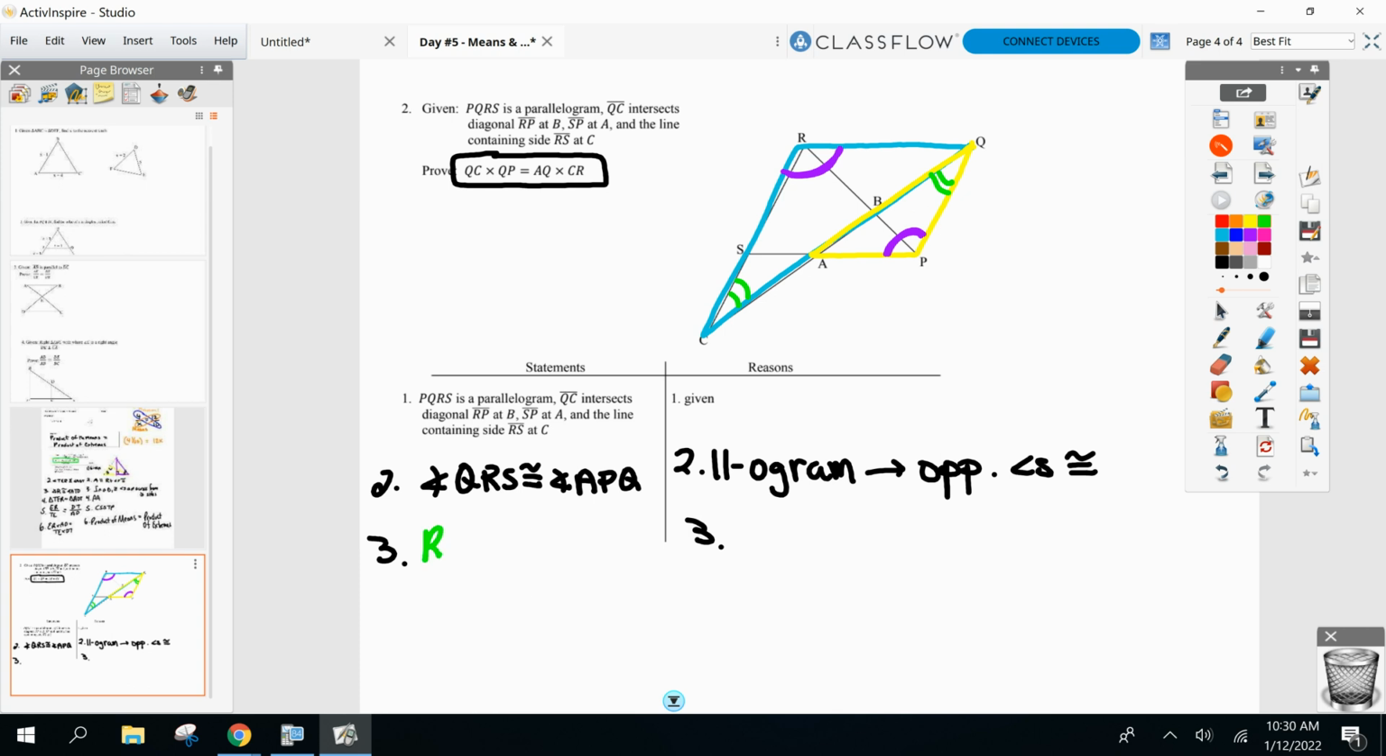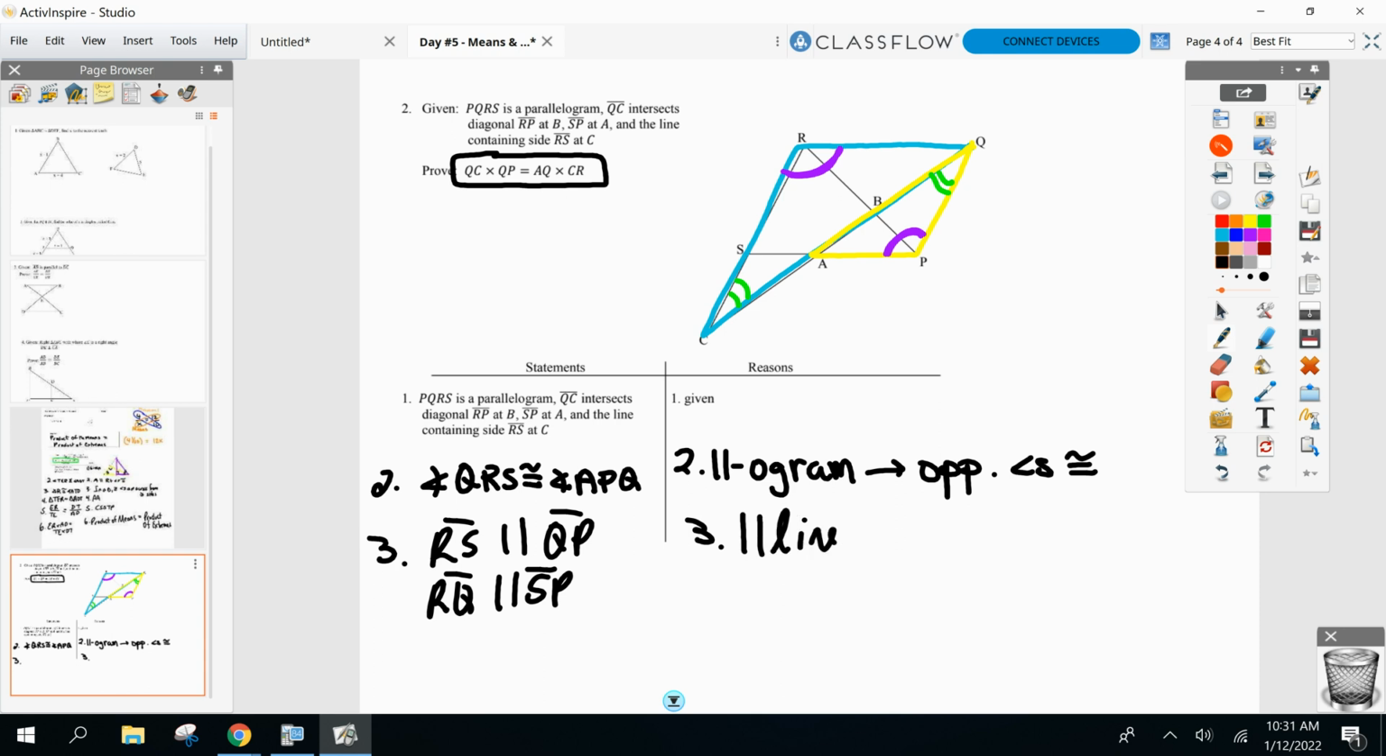RS is parallel to QP. But if you said the other pair of alternate interior angles, you would have told me RQ is parallel to SP. And I don't know if you guys remember from last unit, if you're ever unsure, just write them both down. You're not going to be wrong.